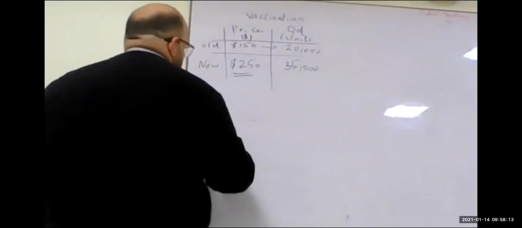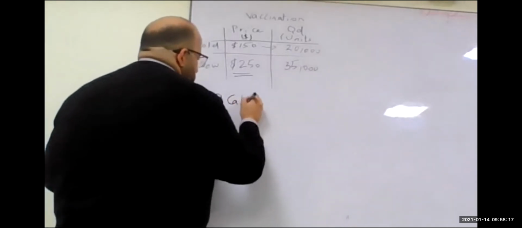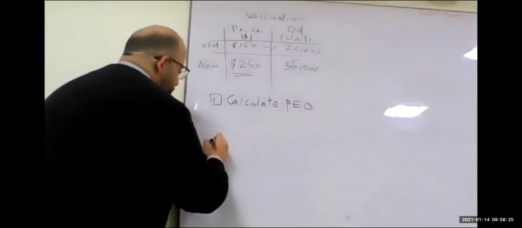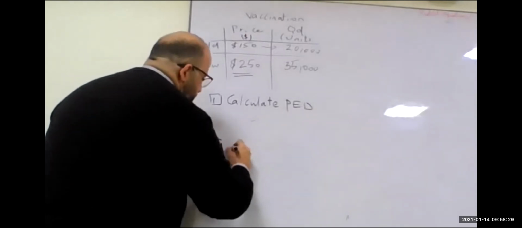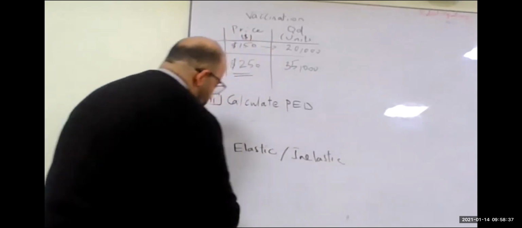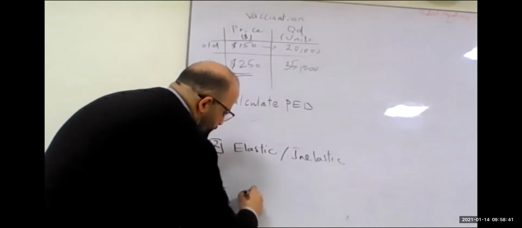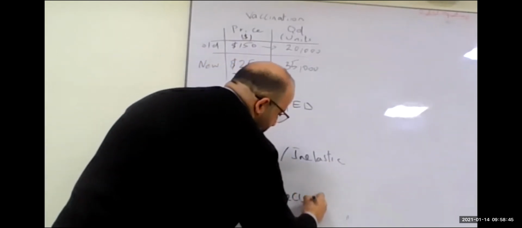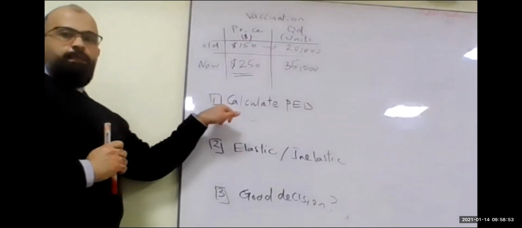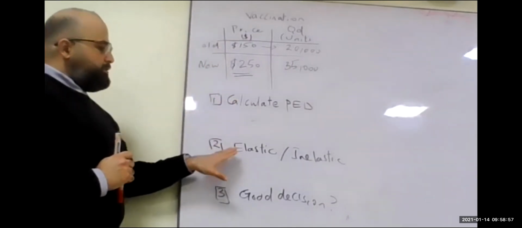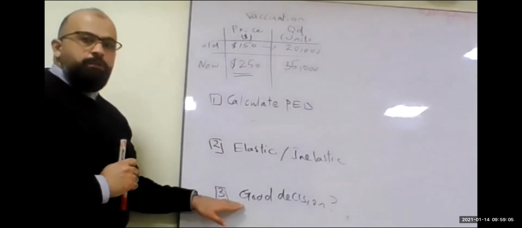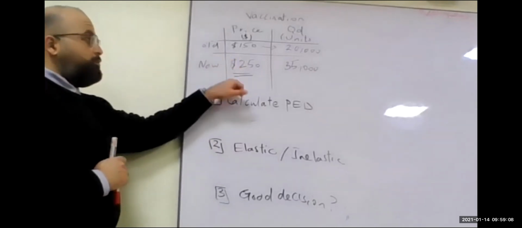Number one, we want to calculate the PED. Number two, is it elastic or inelastic? And number three, is it a good decision to increase the price or not? So three things we need to figure out. We want to calculate the PED using the information here, figure out whether the demand for the vaccination is elastic or inelastic, and give a conclusion on whether this increase in the price from 150 to 250 is a good idea.